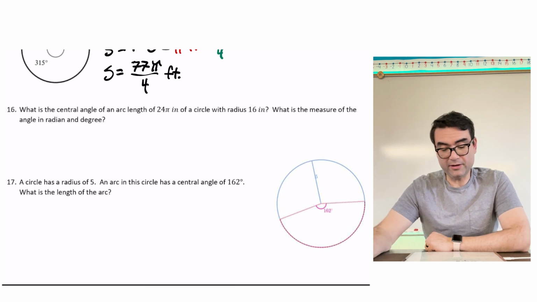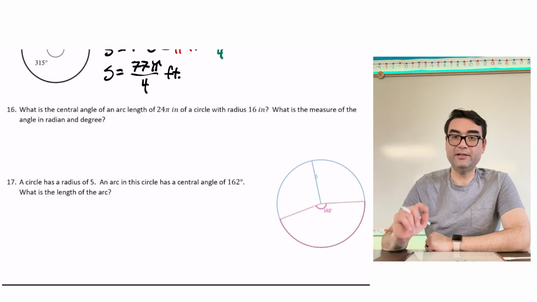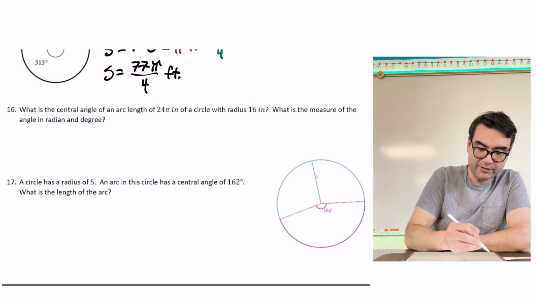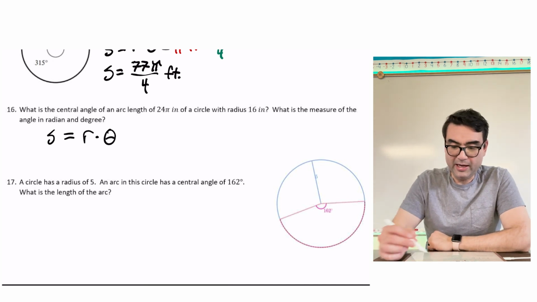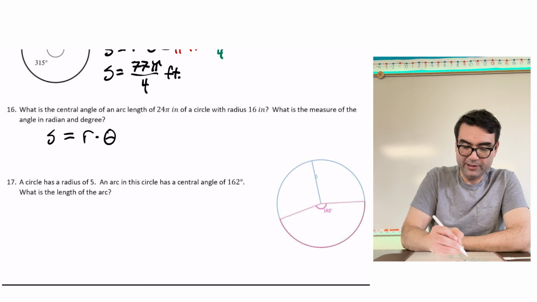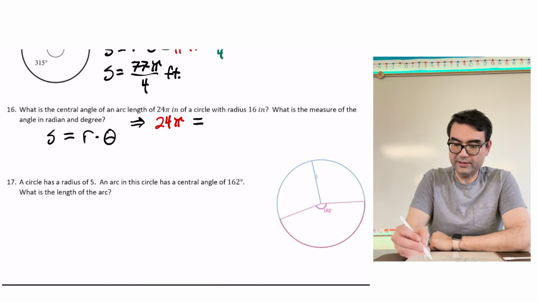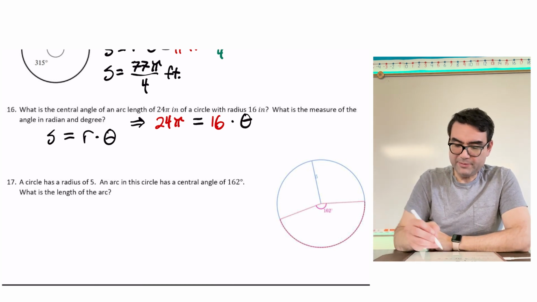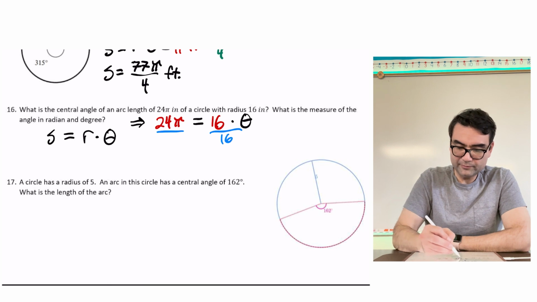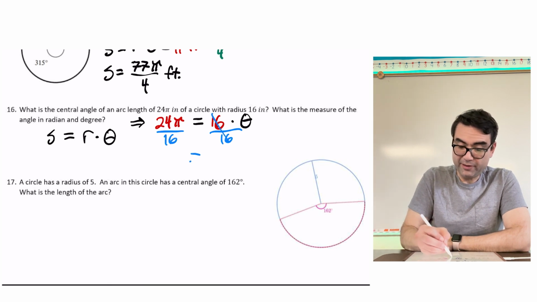So we're given the arc length and the radius, but not the angle measurement. So we'll just go back to our formula, S equals r times theta, and just plug in what we're given here. So our new formula, or what we have now, is arc length, so 24 pi, equals the radius, 16 inches, times theta. Okay, so we divide both sides by 16, and we're just left with theta.